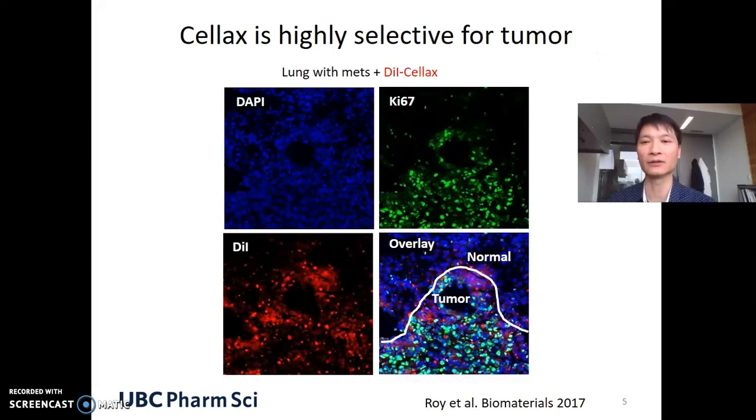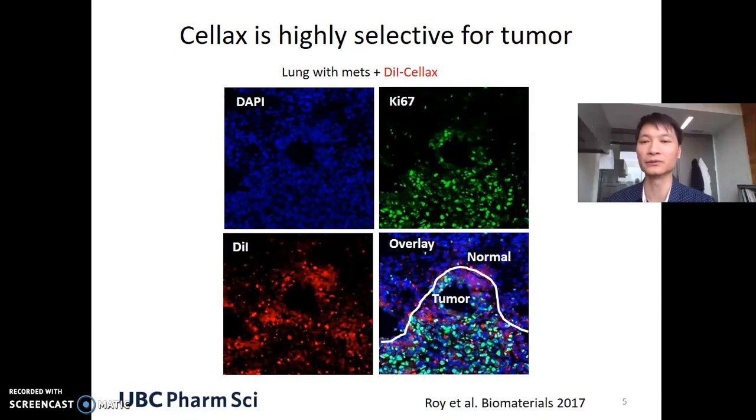But how specific our Cellax nanoparticle targeting is shown by this figure. This is a model of lung containing small spreads of cancer. So the lung tissue contains a lot of small dots of cancer spread. In this case, we want to see if our Cellax nanoparticles actually deliver to the small spots of cancer rather than the whole lung tissue.